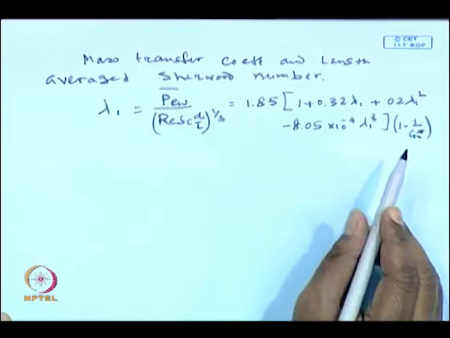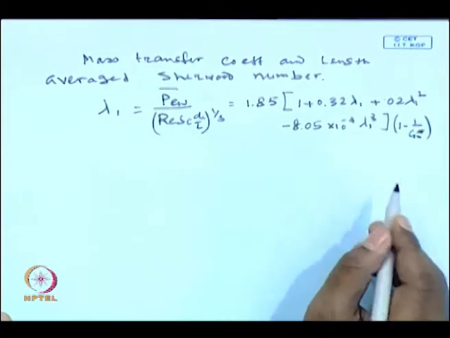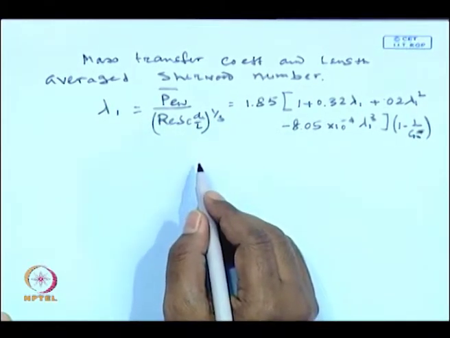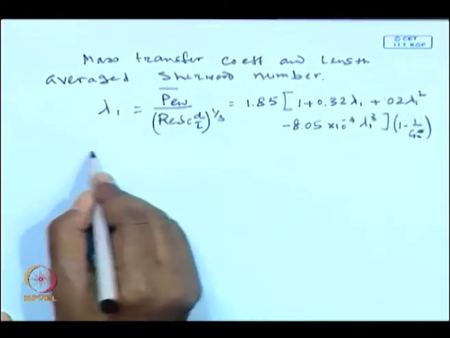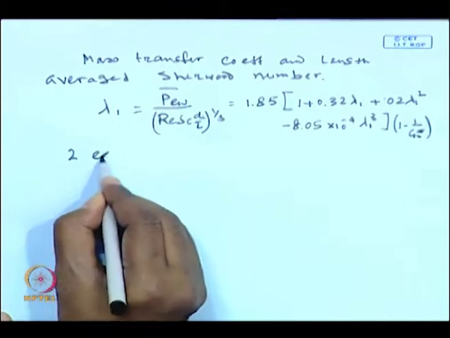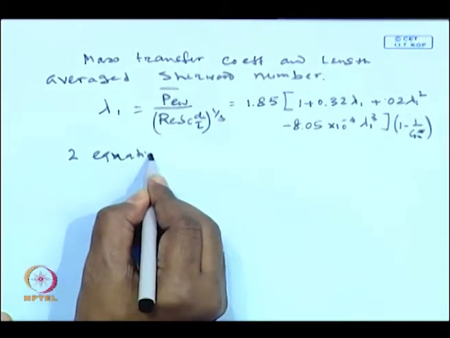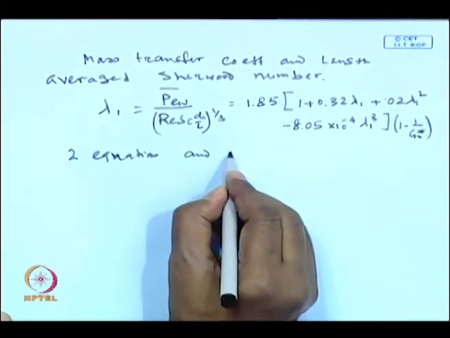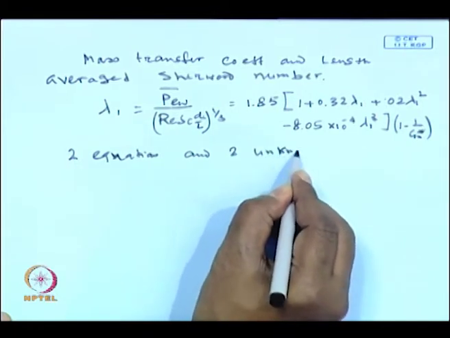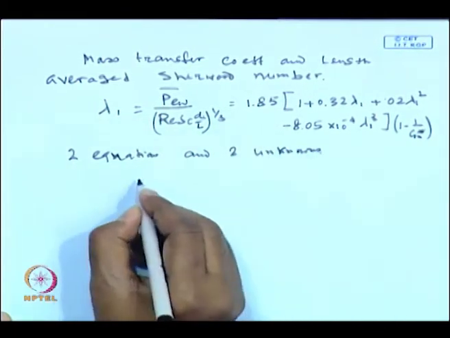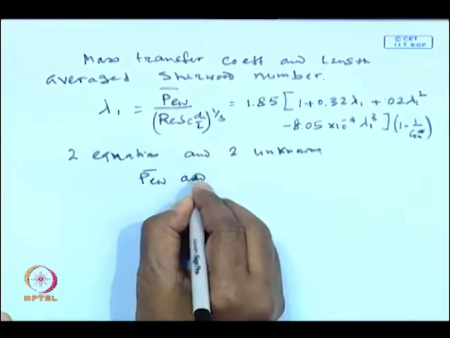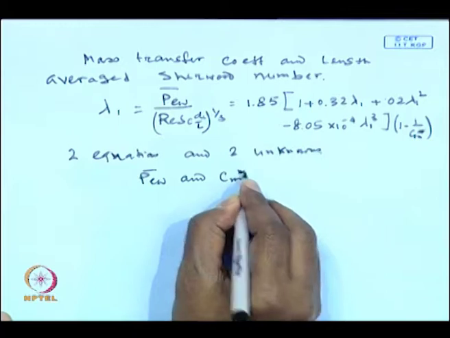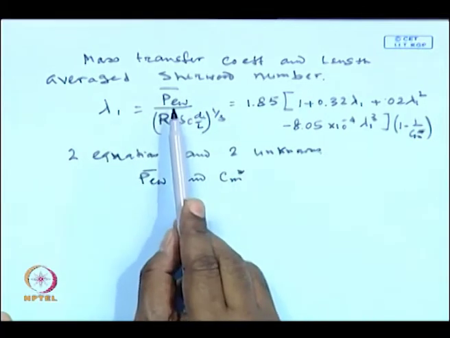Okay. So, you will be getting two equations. Those two equations have to be solved with the two unknowns. So, two equations and two unknowns, that will be PW bar and cm star.